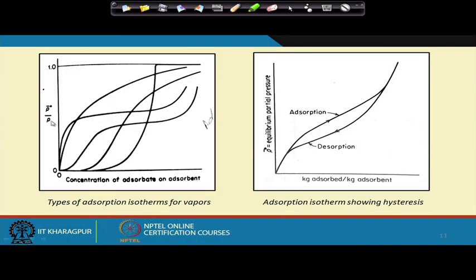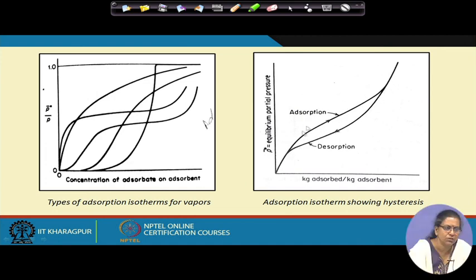If we generate the adsorption isotherm during adsorption and during desorption, usually we find that the two curves do not coincide with one another, as a result of which it exhibits a phenomenon of hysteresis, which is mostly exhibited by adsorption and not by other mass transfer processes. And during this hysteresis, which is usually exhibited over a particular range of concentration, we always find that the desorption equilibrium pressure is always lower than the adsorption equilibrium pressure.